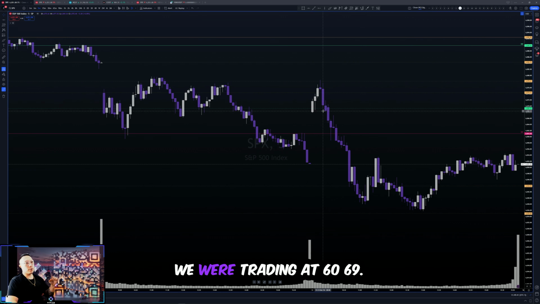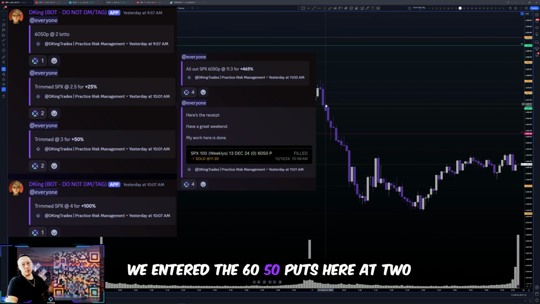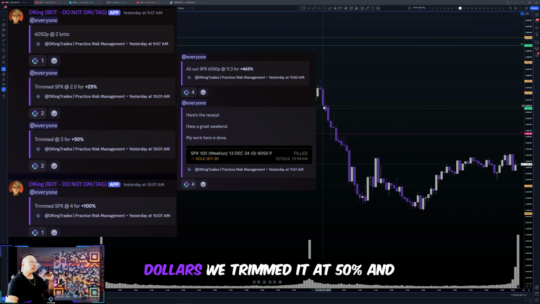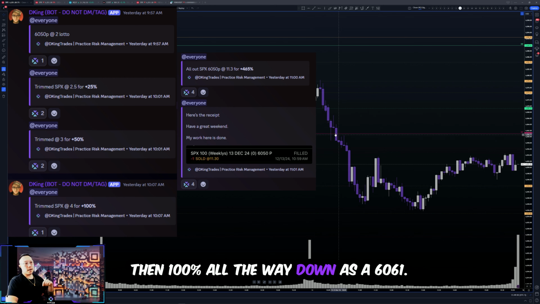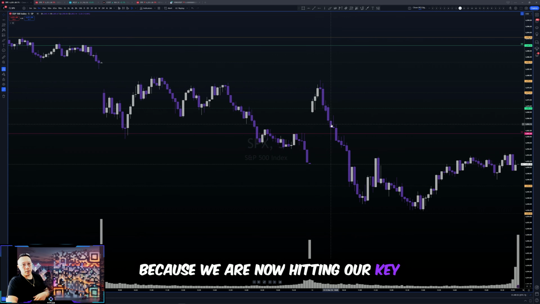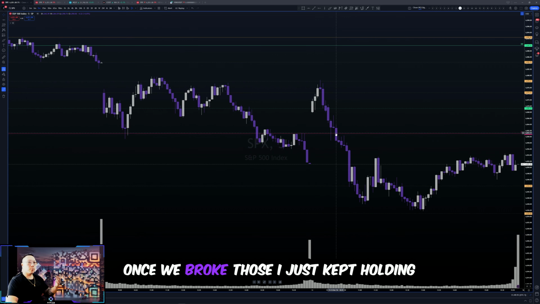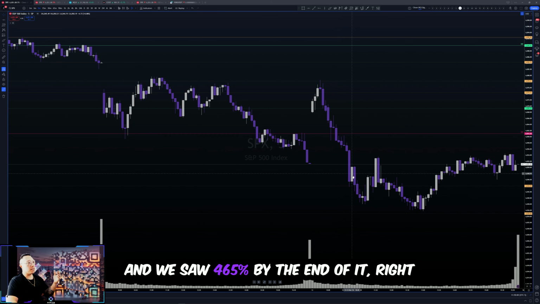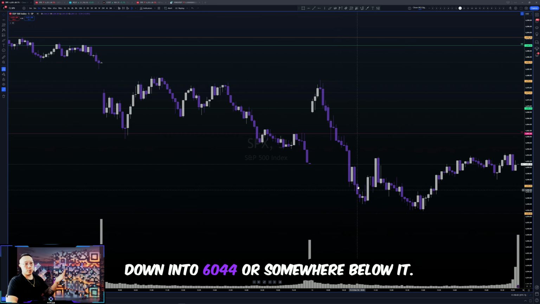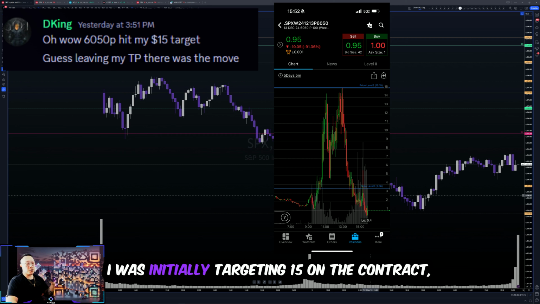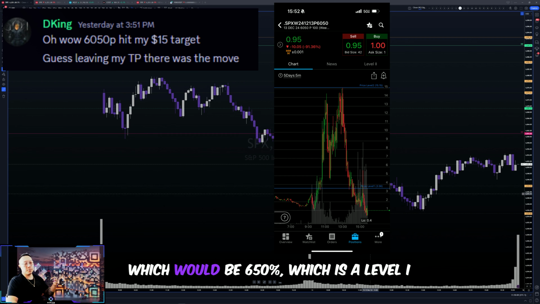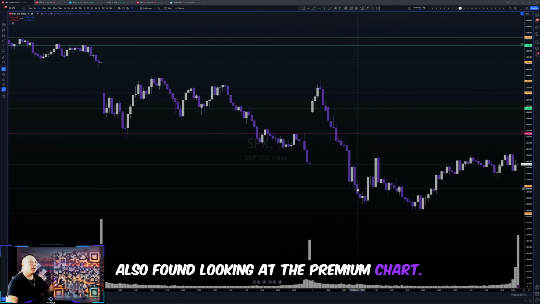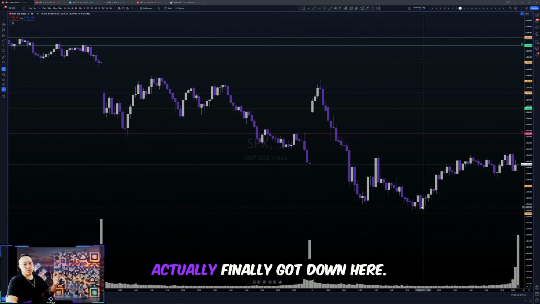Looked at SPX, saw that we were trading at 60.69. We entered the 60.50 puts here at $2. We trimmed it at 50% and then 100% all the way down into 60.61. Why? Because we are now hitting our key levels, so I'm going to take trims. Once we broke those, I just kept holding. And we saw 465% by the end of it, right down into 60.44 or somewhere below it. I was initially targeting 15 on the contract, which would be 650%, which is a level I also found looking at the premium chart. It ended up not happening until we actually finally got down here.